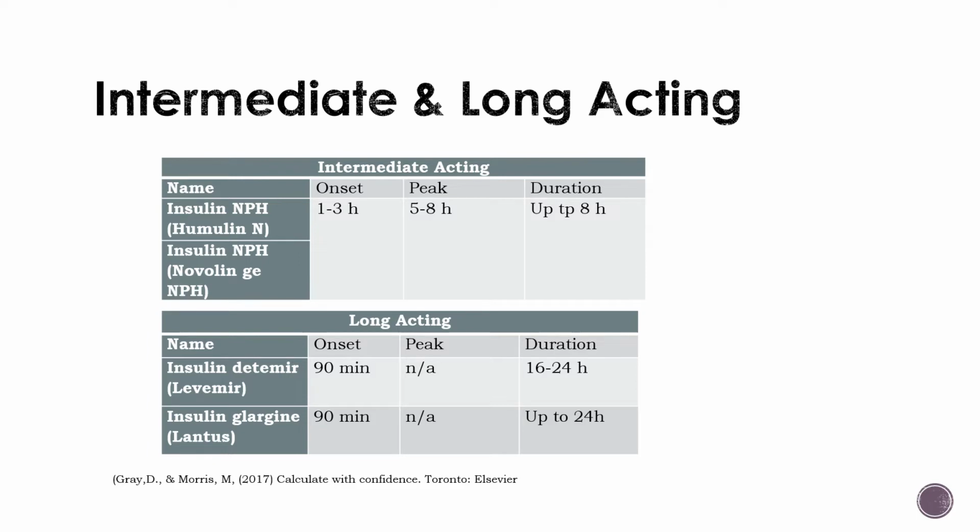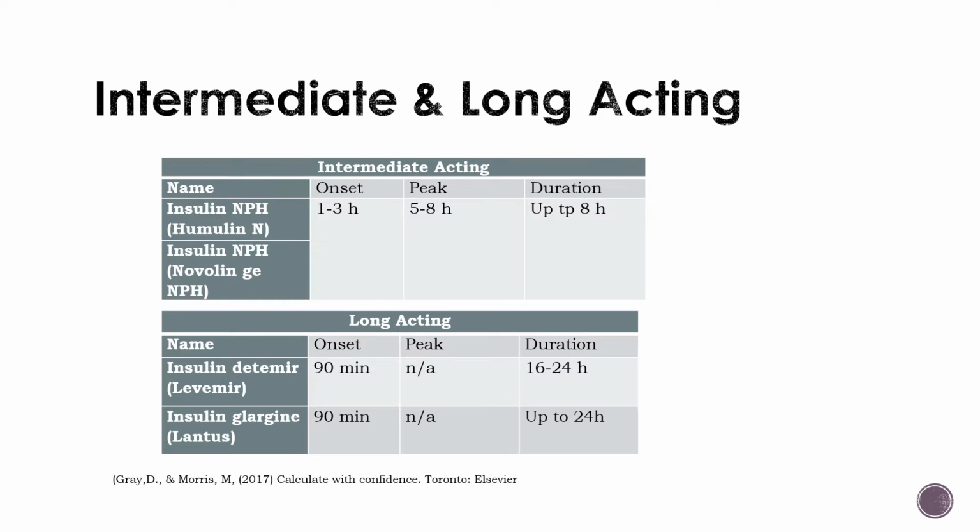Intermediate acting starts working after 1 to 3 hours of administration, peaks at 5 to 8 hours, and the effect lasts up to 8 hours. The common names of intermediate insulins are Humulin N and NPH. Please do not confuse Humulin R with Humulin N, as one is short acting and the other one is intermediate acting. Next is the long acting.